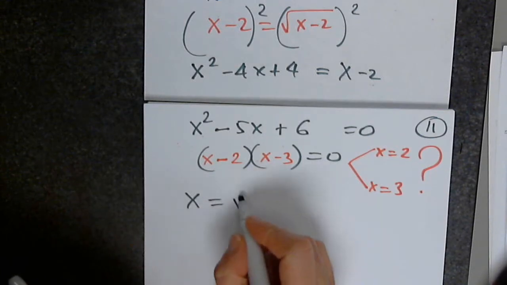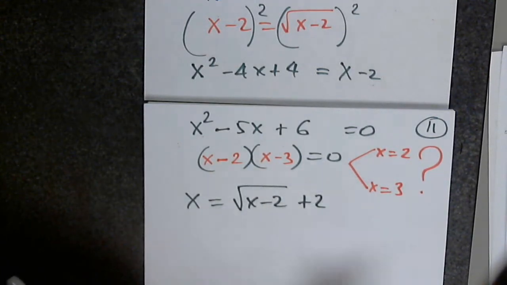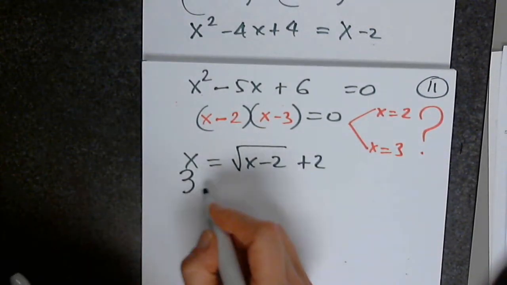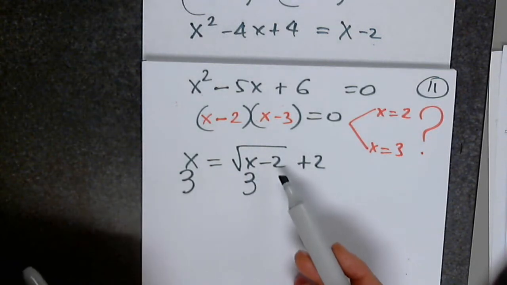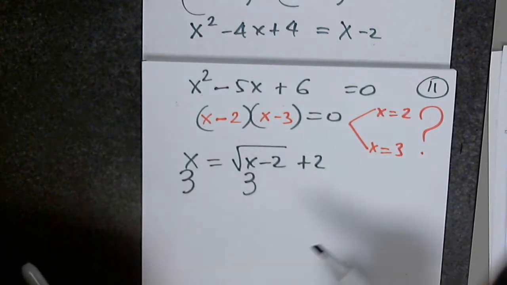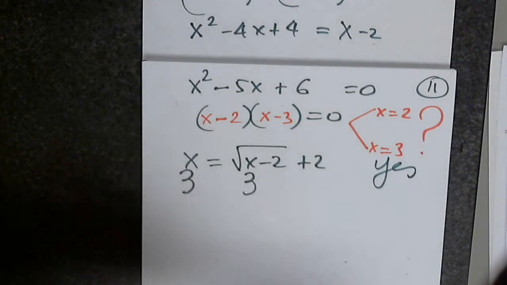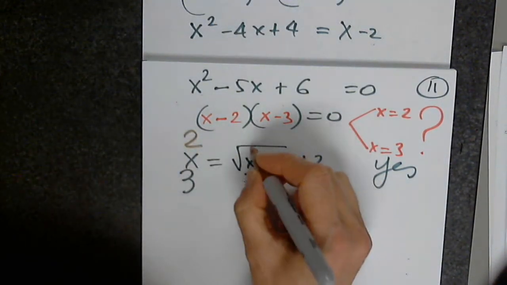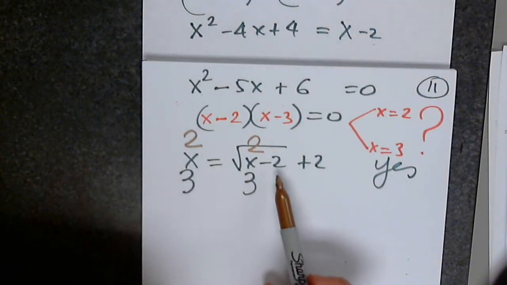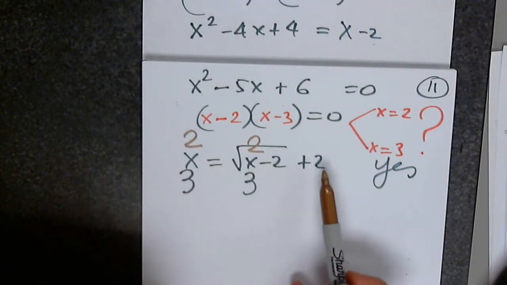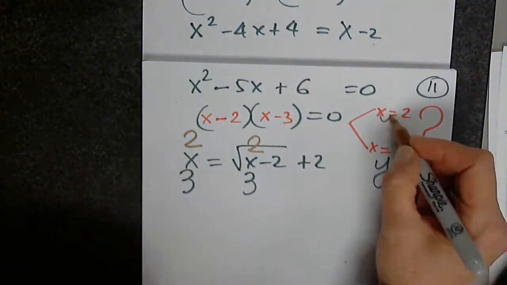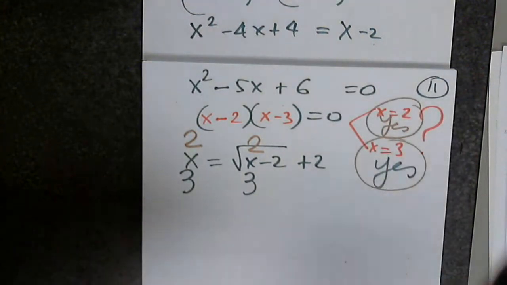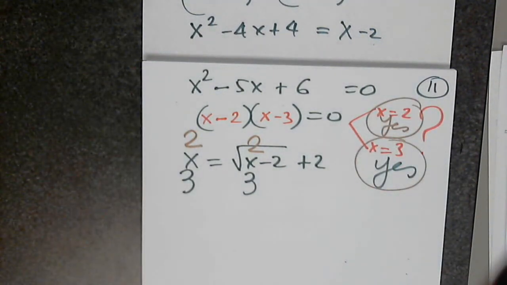So I go back to the original equation and check 3. 3 minus 2 is 1. The square root of 1 is 1. 1 plus 2 is 3. I will say yes to 3. Let's see if we say yes to 2. I have 2 minus 2 is 0. Square root of 0 is 0. 0 plus 2 is 2. I will have to say yes to 2 as well. So it happens that this radical equation has 2 solutions.